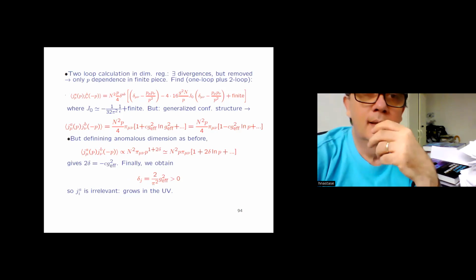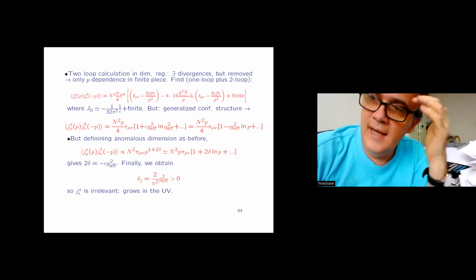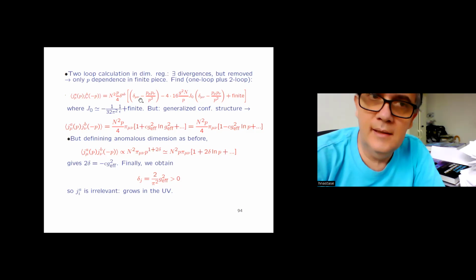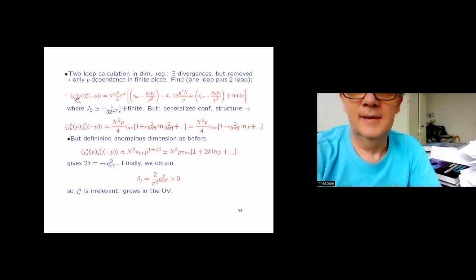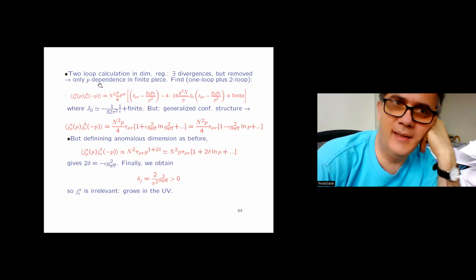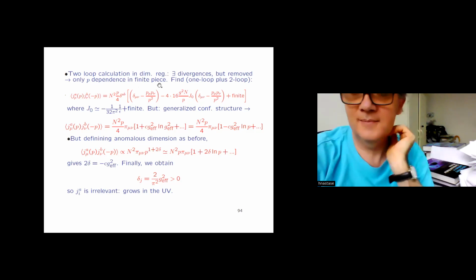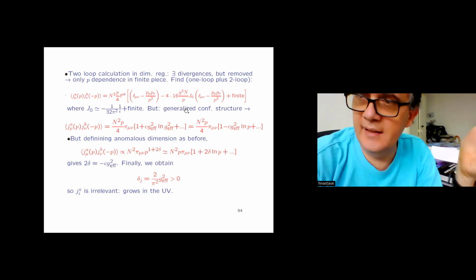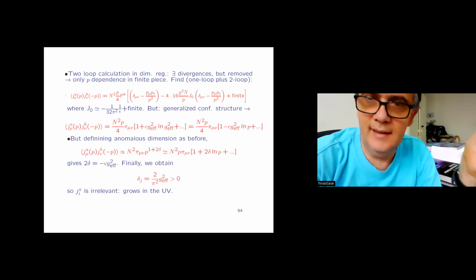Then we do exactly the same kind of two-loop calculation for the two-point function as was done for the energy momentum tensor. Now we do it for the global symmetry currents. This has divergences, but they are removed, since the momentum dependence that we're after is only in the finite piece. And we find a result like that. And again, we have to match this with the expectation. What do we believe it should look like?